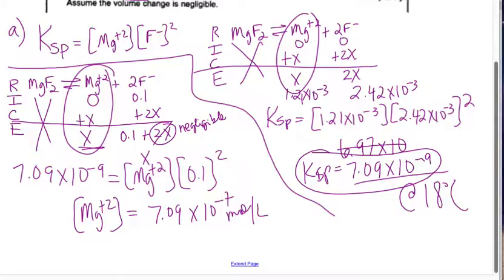So did our magnesium concentration drop? When we had nothing initially, it was 1.2 E negative 3. Throw in some KF, it drops to 7.09 times 10 to the negative 7. So that makes sense. Okay? All right, 2 more parts.